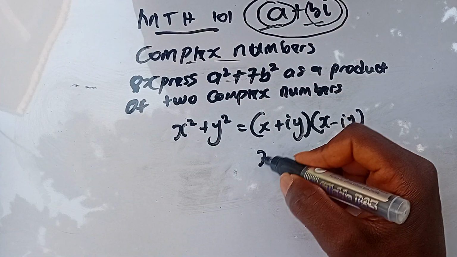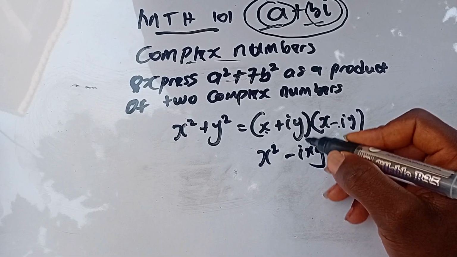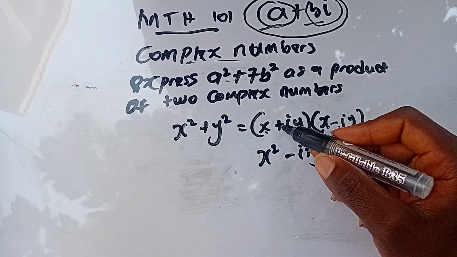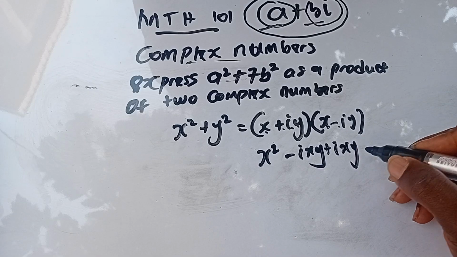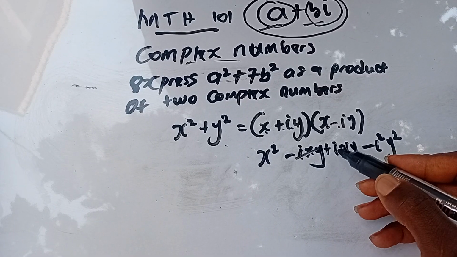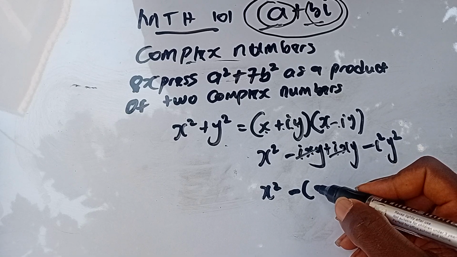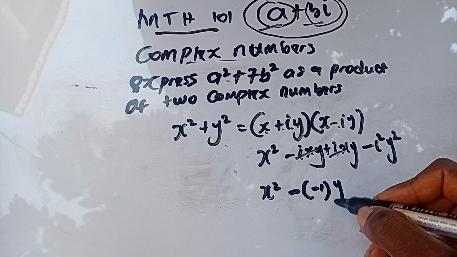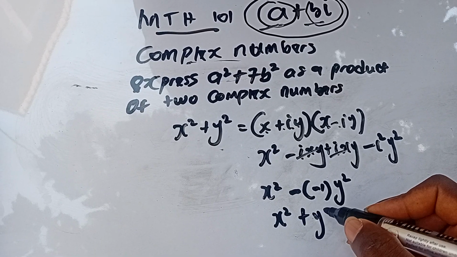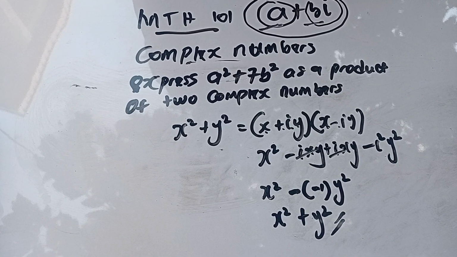x times x, you have x square. x times minus iy, we have minus ixy. iy times x, we have plus ixy. iy times minus iy, we have minus i square y square. So these two cancel out. So what do we have left? x square minus i square y square. What's i square? i square is -1. So we have x square plus y square. So this guy equals this guy. Take note of that.